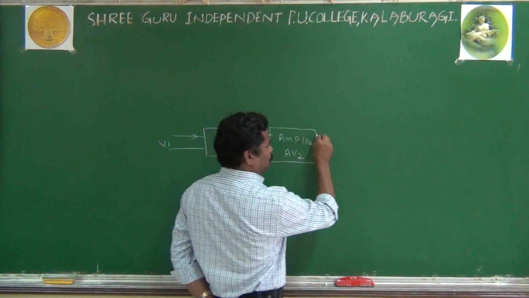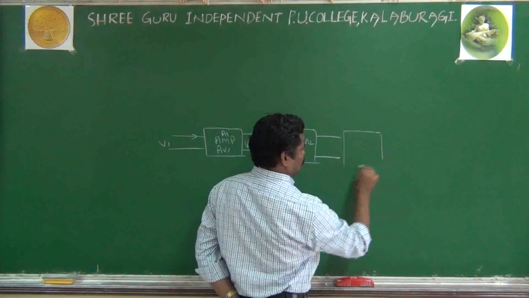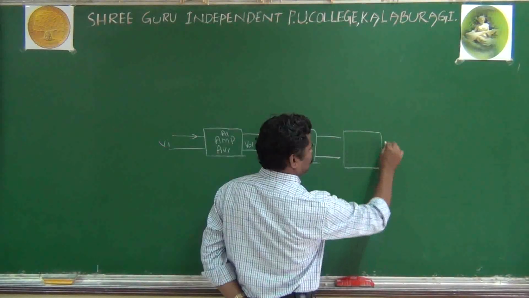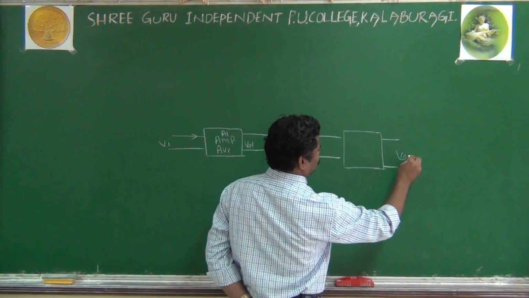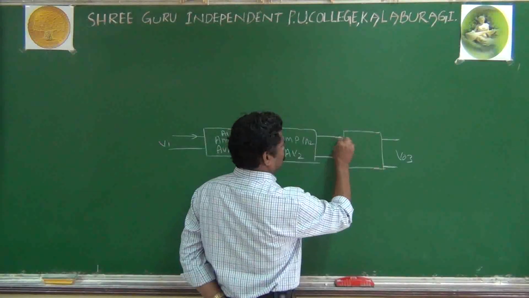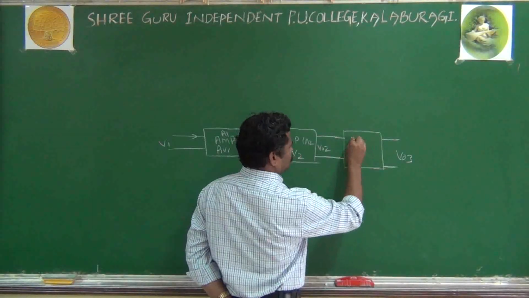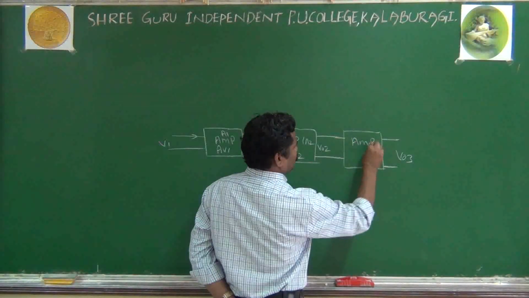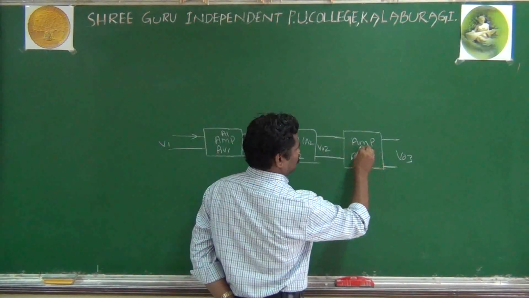In the same way you take another, which is the third stage. Like that, this process continues. This is V03, this is V02, and this is the amplifier AV3.